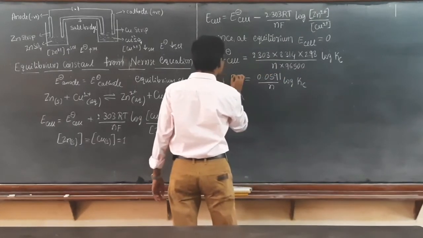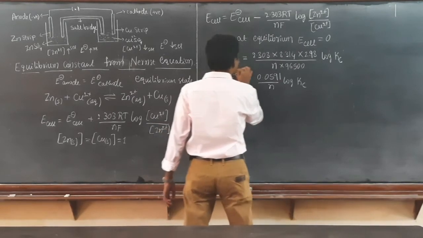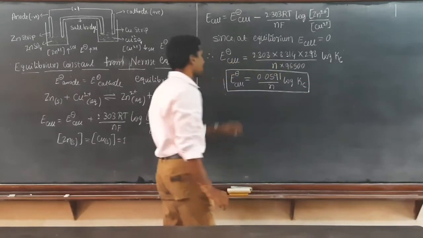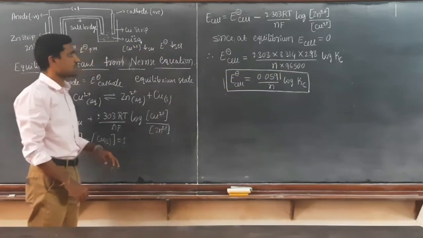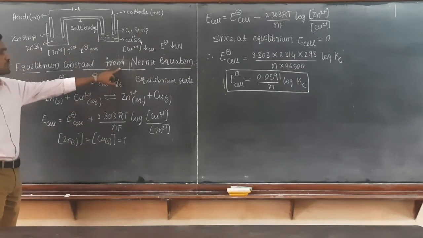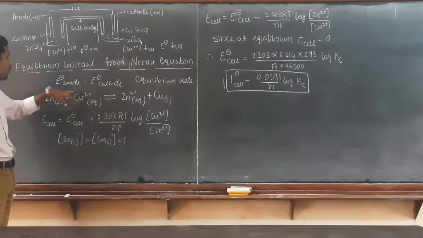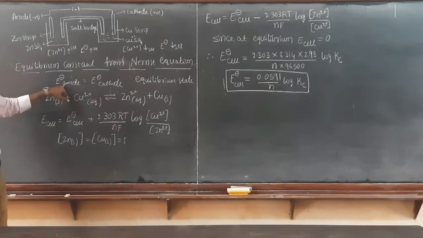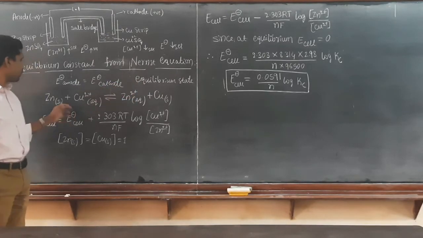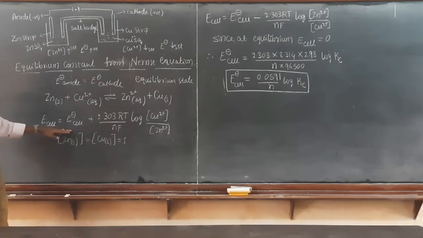So this is the relationship between the equilibrium constant and the EMF of a cell. This is about the equilibrium constant from the Nernst equation. The reaction proceeds for some time, and at that point the electrode potential of the anode is equal to the electrode potential of the cathode at the equilibrium state. Therefore this is an equilibrium reaction.